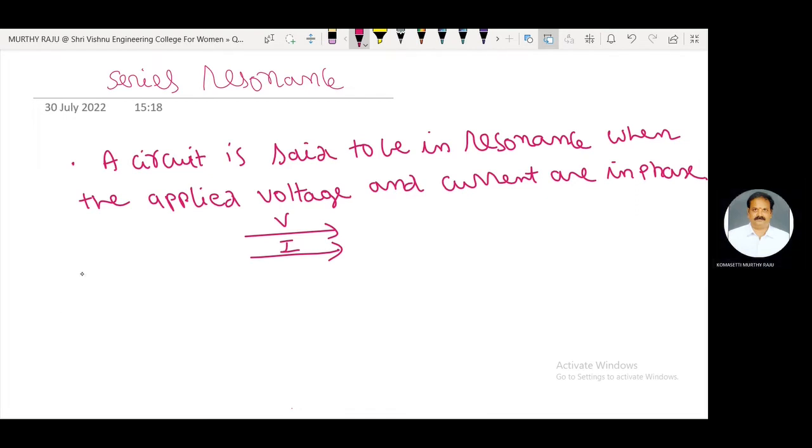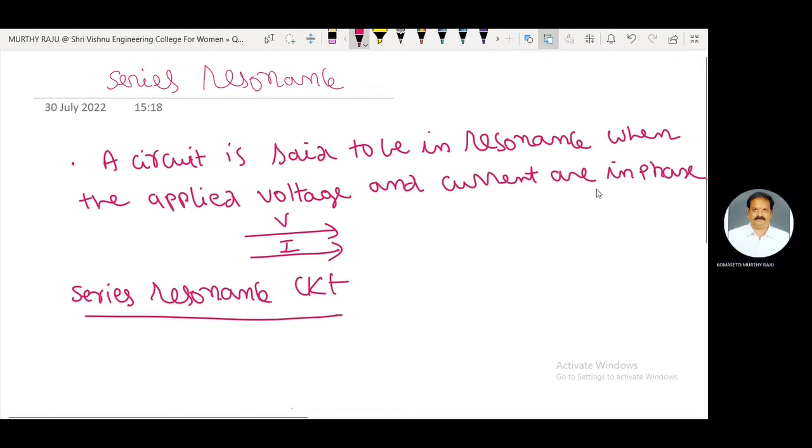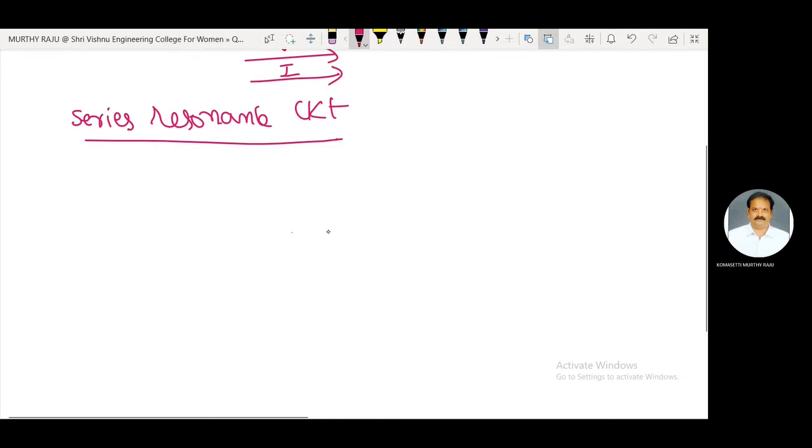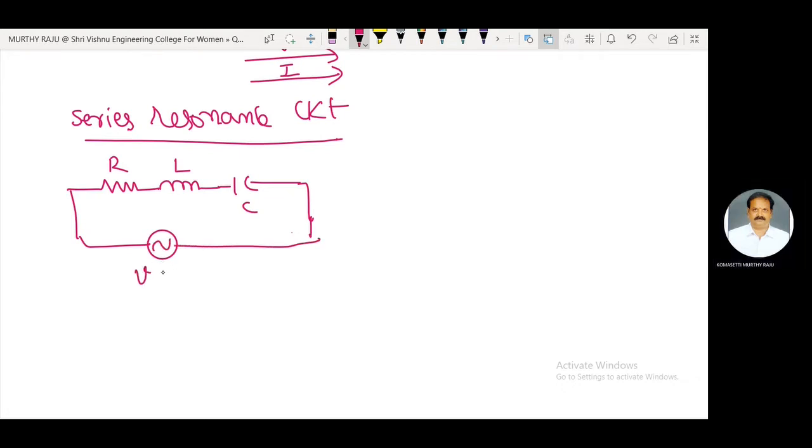Series resonance circuit. This one is a resistance, inductance, and capacitance. These three elements are connected in series. This is the applied voltage, v equals Vm sine omega t. This one is the current i.